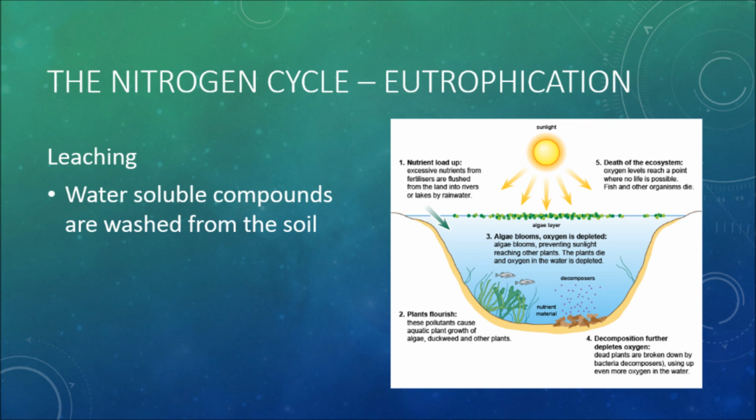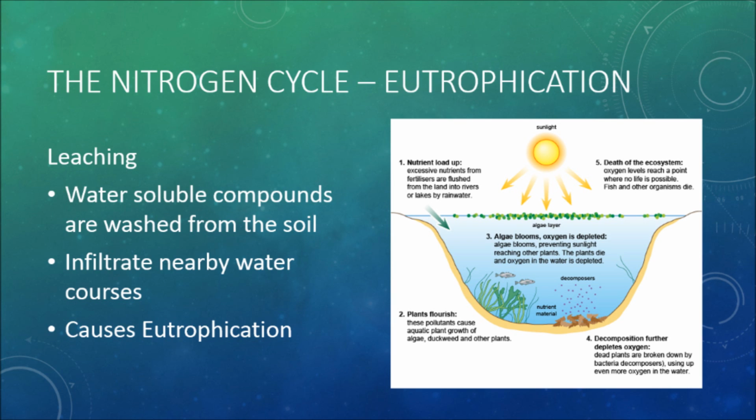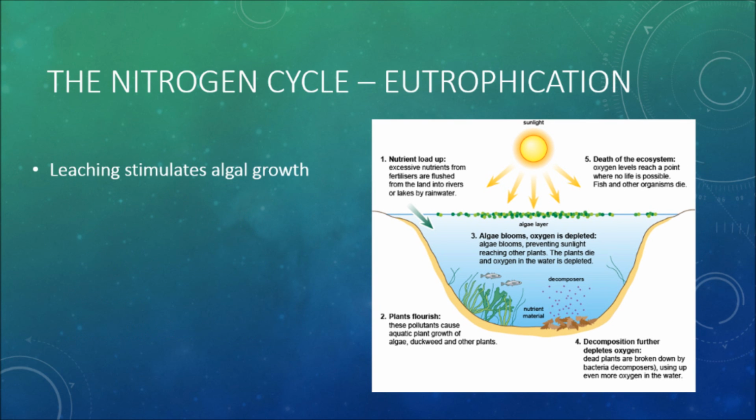Leaching occurs when excess fertilizers are washed from the fields into nearby watercourses like ponds and rivers. If nitrogen fertilizers are washed into waterways, then this can cause eutrophication. Eutrophication is a process which usually leads to the death of aquatic organisms via the lack of oxygen in the water. Nitrates are leached from fertilized fields, and these stimulate the growth of algae in ponds and rivers.